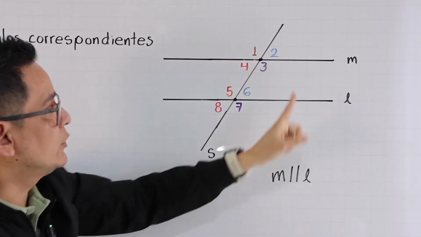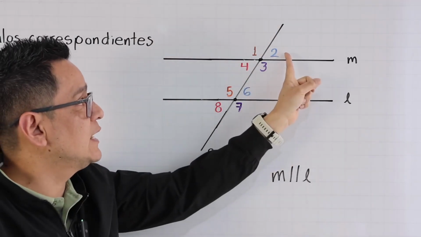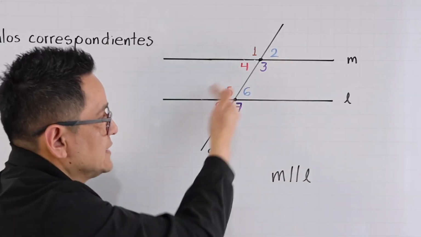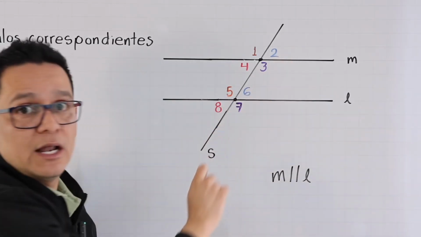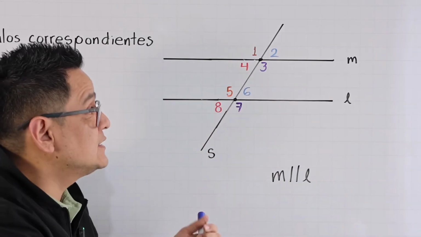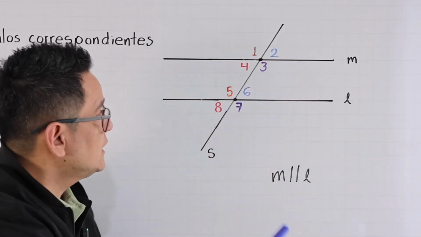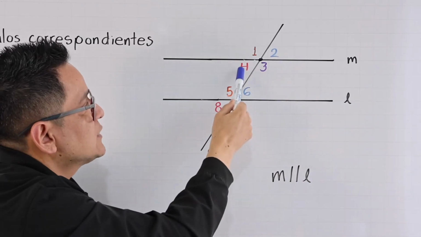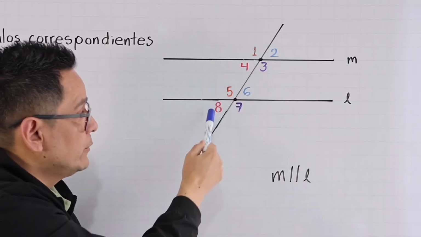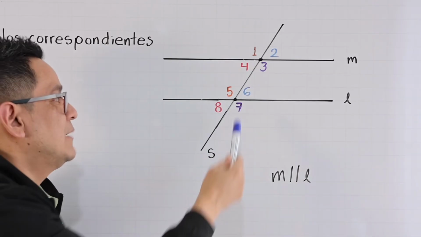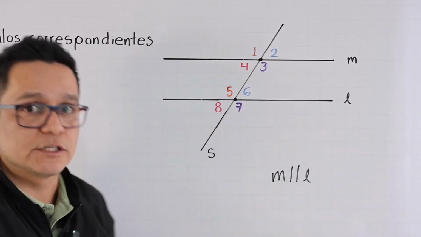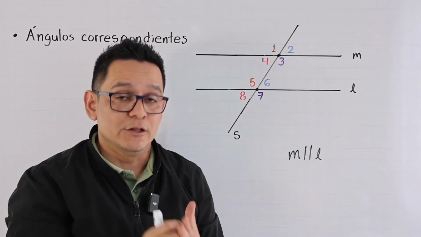Let's see. For example, now, which of the ones down here could we relate angle 2 to? Very good. It would be with angle 6, right? This means then that angle 2 corresponds to angle 6. And who else? Let's see. For example, which angle corresponds to angle 4? Very good, with angle 8. And well, finally, angle 7 and angle 3 correspond to each other, right?